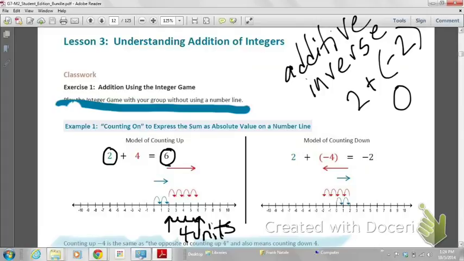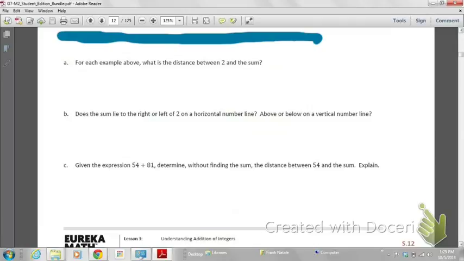Now, if you look at this one, let's find number 2. Here's 2, and we find our final sum, which is actually negative 2, and we go 1, 2, 3, 4, and again, it is 4 units. I think that's very, very interesting. So the distance for both of them is 4 units from the number 2 to the sum.